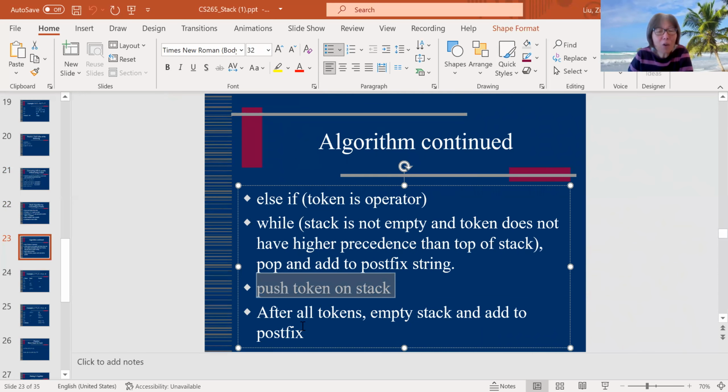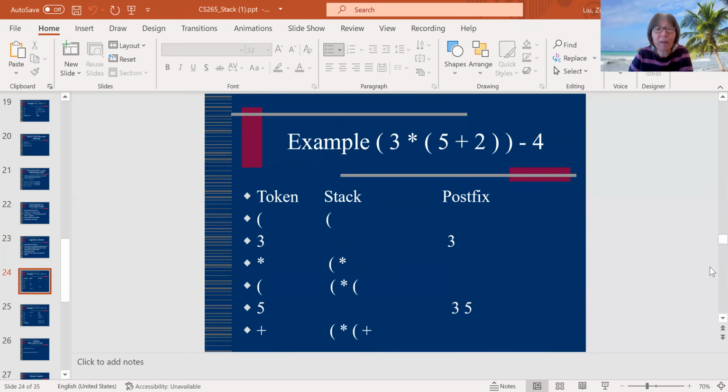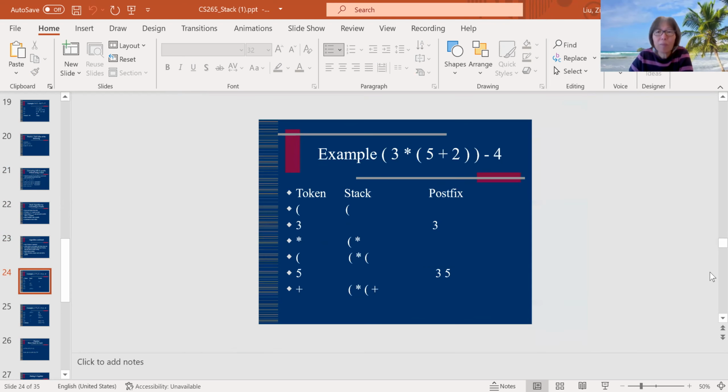And after all tokens have been processed, you just empty your stack and add all the tokens to the postfix. Okay, so that's this algorithm. We kind of have some idea, right? And we can take a look at more of this example. And let's see. Okay, and we can try more with this algorithm.